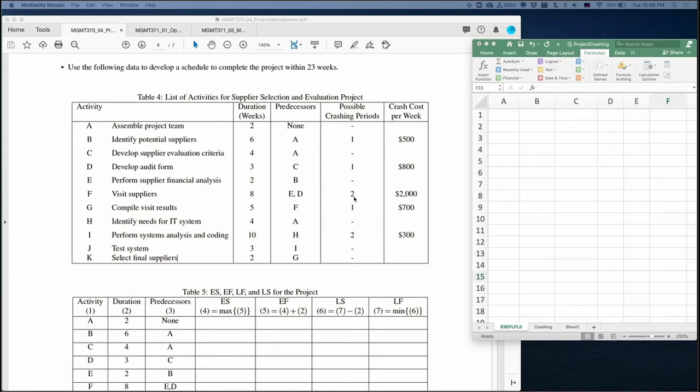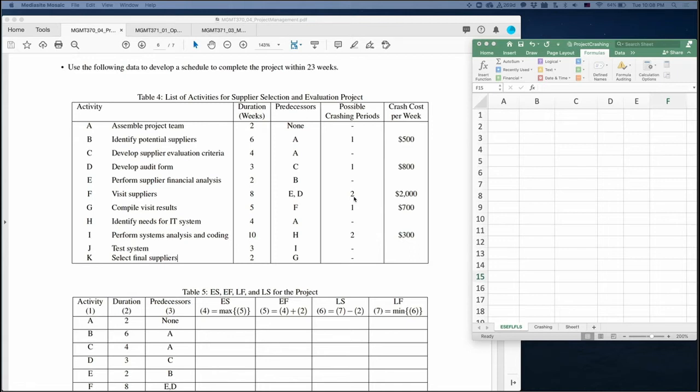For example, activity F, you can crash activity F. You can crash 1 week or 2 weeks, based on your requirement. Your current duration is 8, but you can expedite by 1 week or 2 weeks. But it costs $2,000 by crashing 1 week. So if you crash 2 weeks, it costs $4,000.